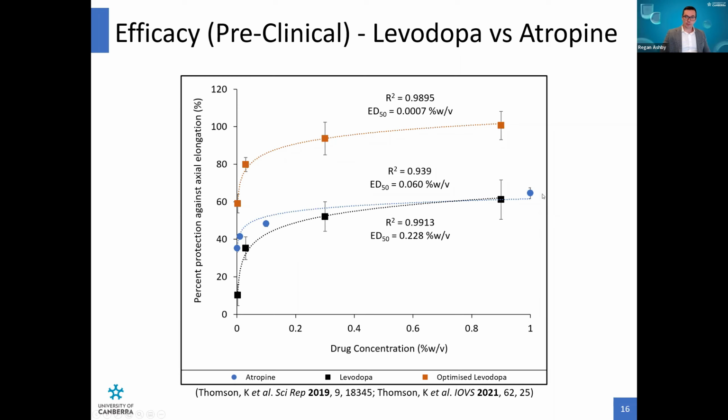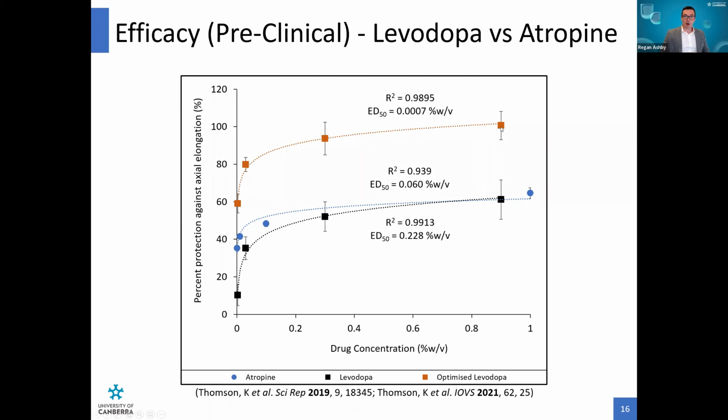What you can see is the dose response curve of topical application of atropine. And you can see it's very similar to our original topical application of levodopa. So they actually share very similar characteristics in terms of corneal penetration, retinal penetration, and the protection they provide.